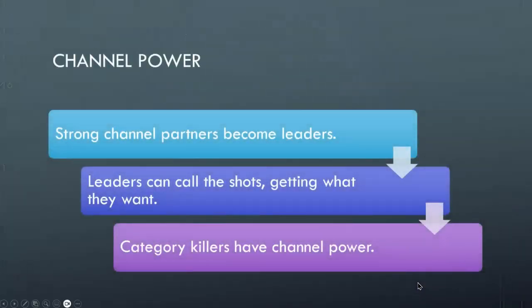Channel power. Strong channel partners become leaders. Leaders can call the shots, getting what they want. Category killers have channel power.